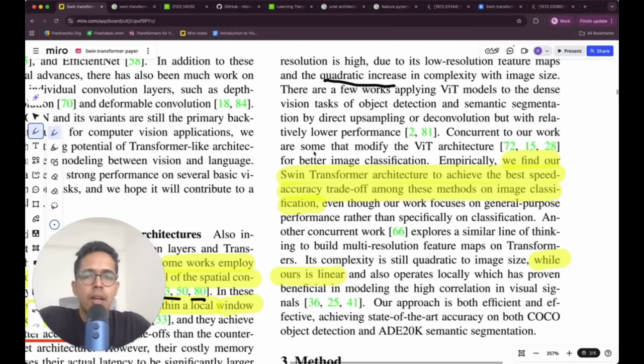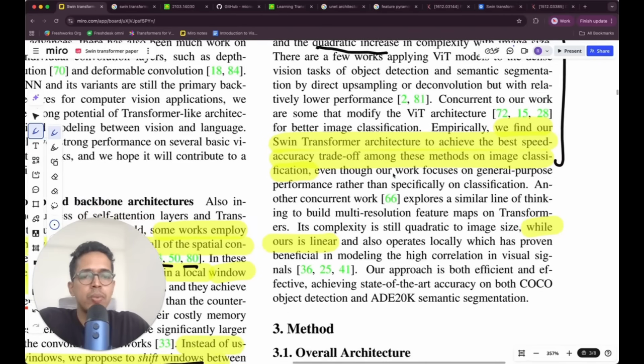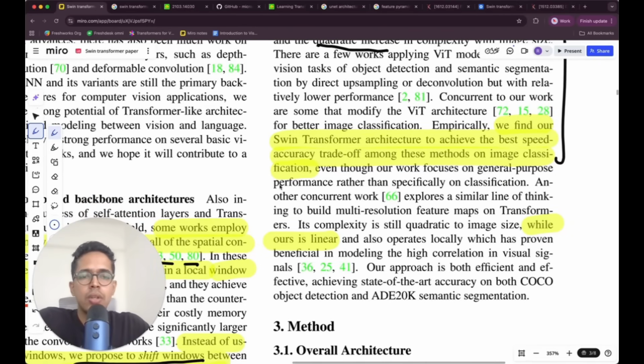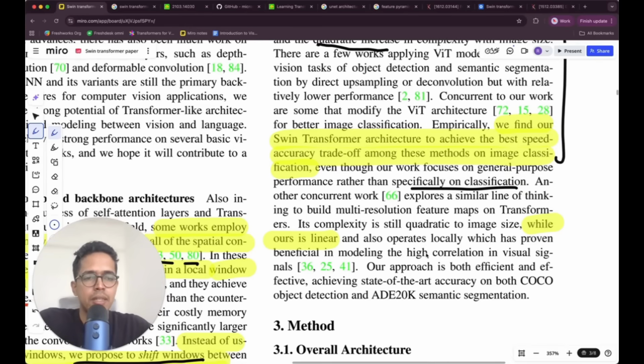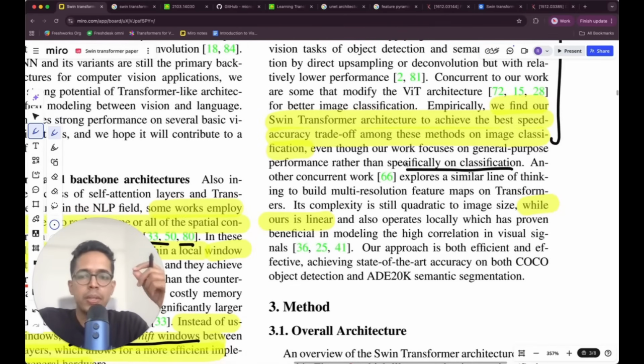Concurrent to our work are some that modify the vision transformer architecture for better image classification. Empirically, we find our Swin transformer architecture to achieve the best speed accuracy trade-off among these methods on image classification. So here they are mentioning some of the past works and how Swin compares, even though our work focuses on general purpose performance rather than specifically on classification. General purpose means it should be able to do all the tasks: classification, segmentation, object detection. So although their purpose is not to specifically build an architecture good at one of these tasks, it's a really good general purpose performance model. Plus on specific tasks, it is achieving state of the art.